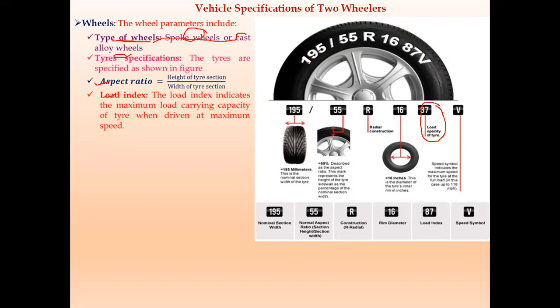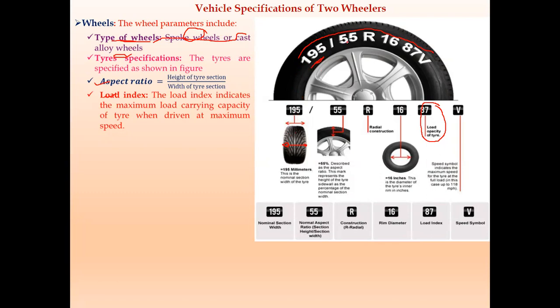So if you see, a tire is specified in a standard form like this. For example, if you see 195, what is this 195? It is the nominal section width. So this is the width of the tire, and 195 represents 195 mm as the width of the tire.